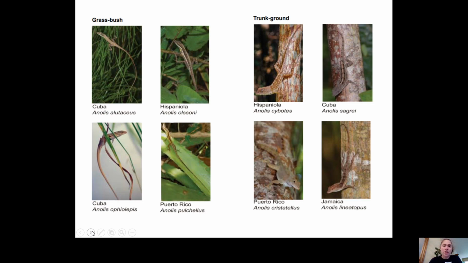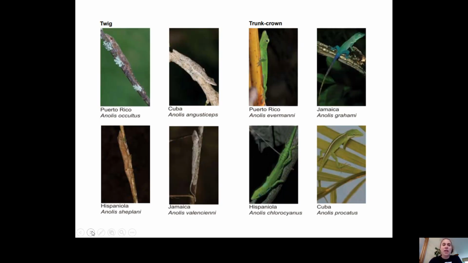So those are the grass bush and the trunk ground. If you want to go back and look at them later, you can come back to the video. These are the twig and then the trunk crown. Right, the trunk crown obviously end up being green so they can hide within the leaves. And then you saw in the video, they have different tail lengths, they have different leg lengths, they have different toe pad sizes, and all of those are adaptations that help them survive.